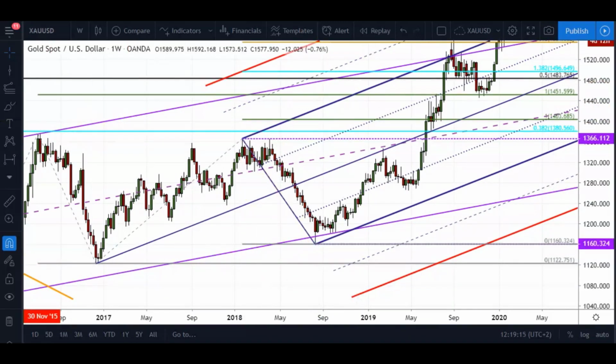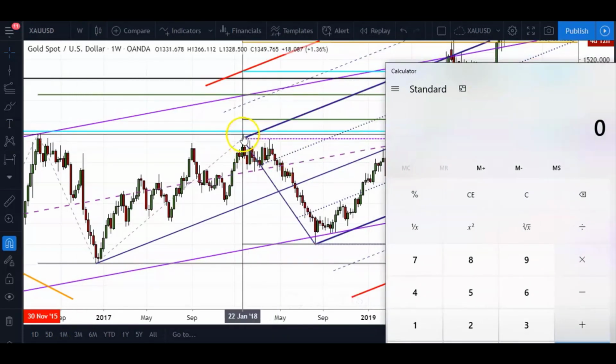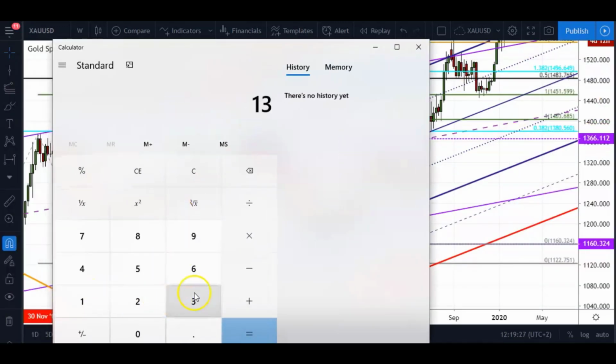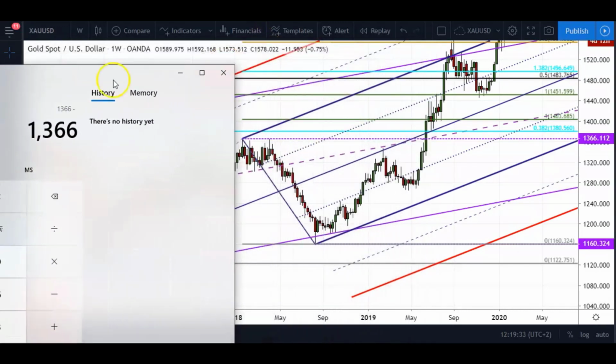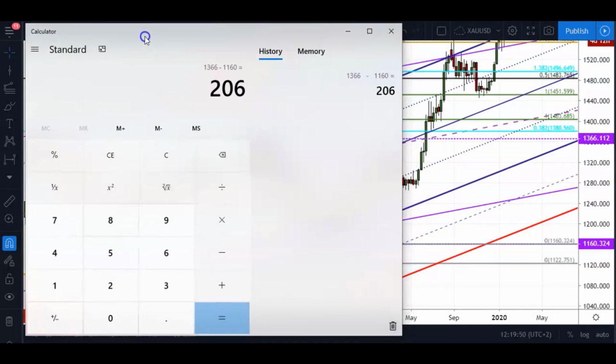But if you quickly bring up a calculator, I'll just use my desktop calculator, you'll see that this high here in January 2018 was at 1366. Let's punch that into the calculator. And if you subtract the low, trying to find a range from where this low ended, which was at 1160, you'll see that you get a $206 range. All right. So this is something that's quite important for those guys who like trading cycles or know something about Gann's work, whether you like these things or not, it's really up to you.